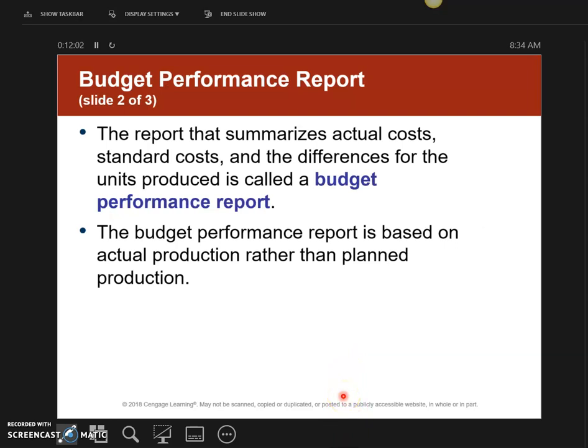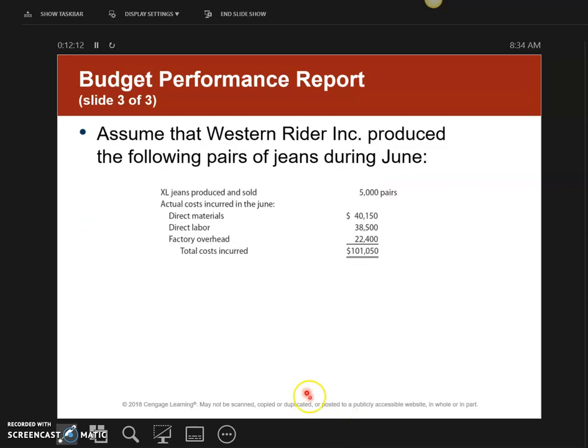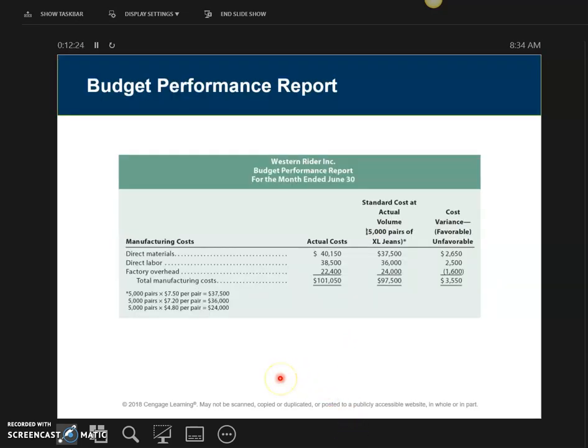We're going to have an actual report called a budget performance report, and all this is comparing actual to what I budgeted. Again, chapter 21 was the budget. So here's my information. I produced 5,000 pairs of jeans, and these are my actual costs right here. Not my budgeted, but what I actually incurred. So when I look at this budget report here, I'm going to see my actual cost. These are my standard costs for 5,000 pairs of jeans. So these would have been the numbers that we just had calculated over here.